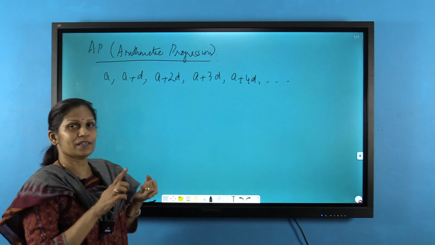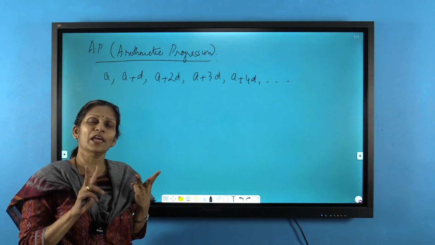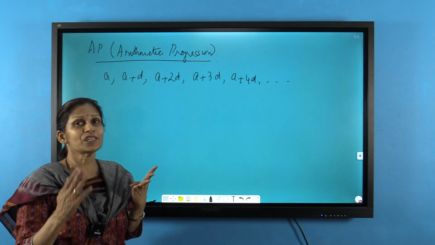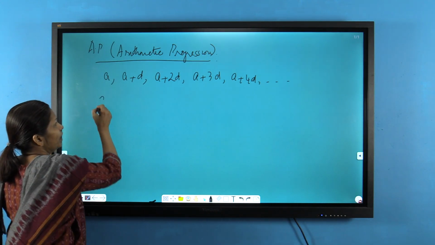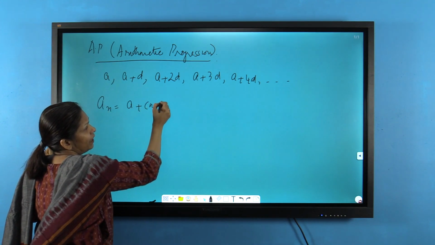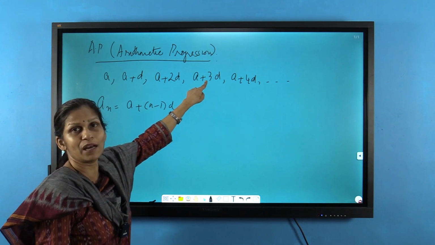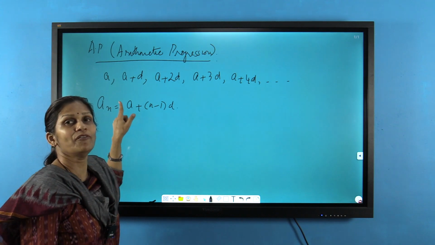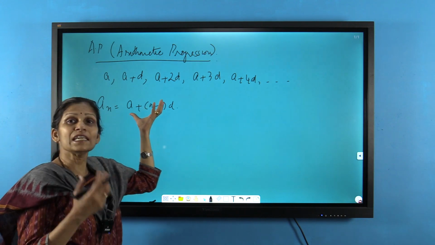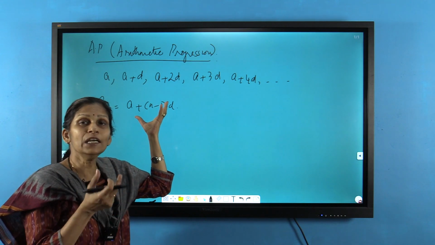So, the first term here is a, second term is a plus d, third term is a plus 2d, fourth term is a plus 3d. So, what would the general term be? It would be a n equals a plus n minus 1 into d. Just observe, third term has a 2d, fourth term has a 3d, nth term would have a plus n minus 1 into d. A here is called the first term, d is called the common difference.